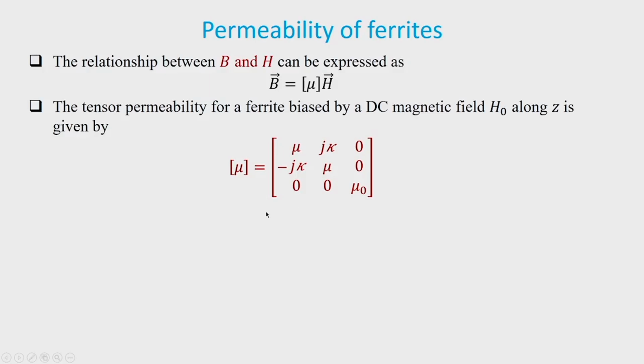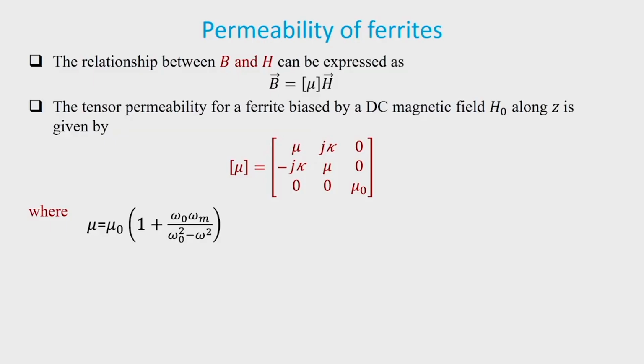From this relation we see that every component, suppose only Hx is present, Hy, Hz are 0, then also we will get Bx, By, Bz. So, each field component actually contributes to all flux density components. This type of behavior comes because of the anisotropy present in ferrite material.